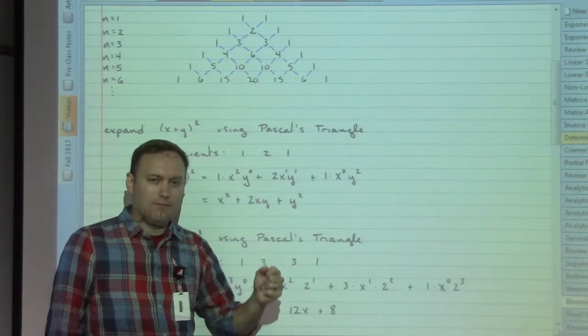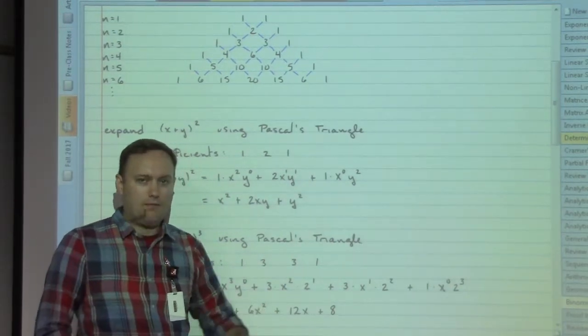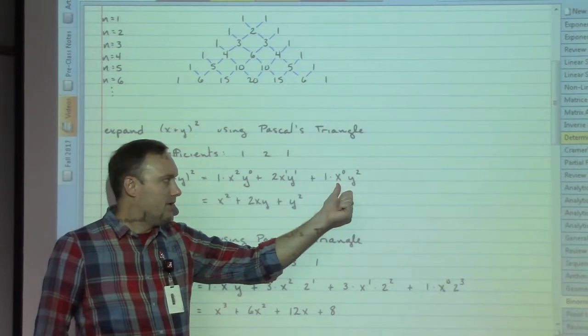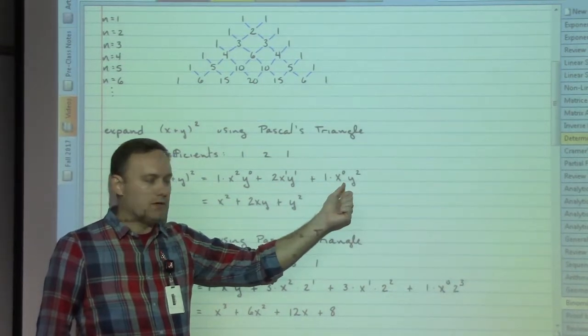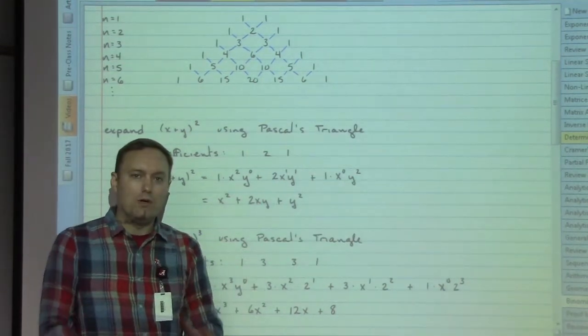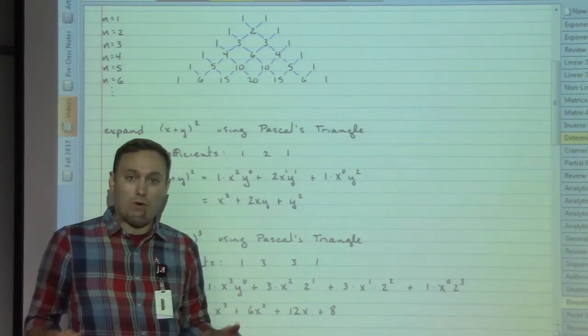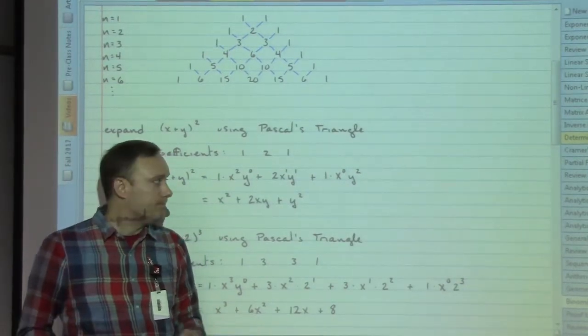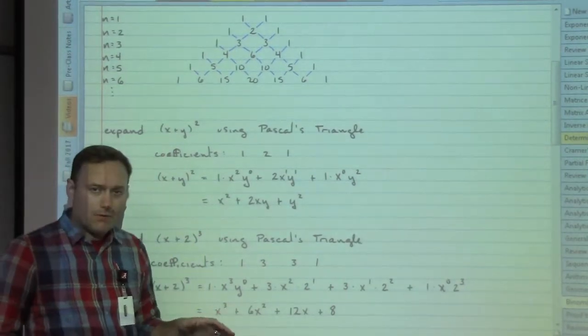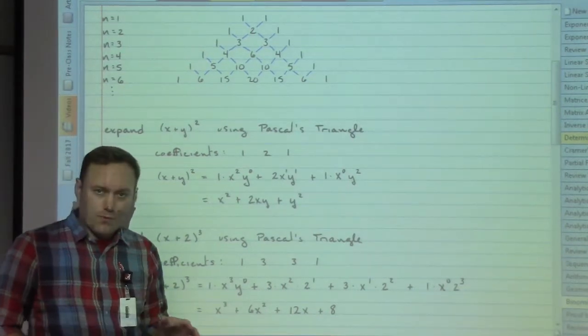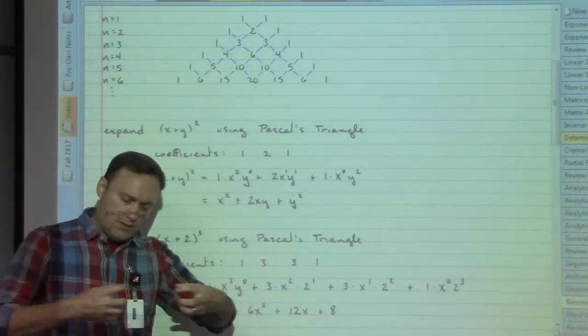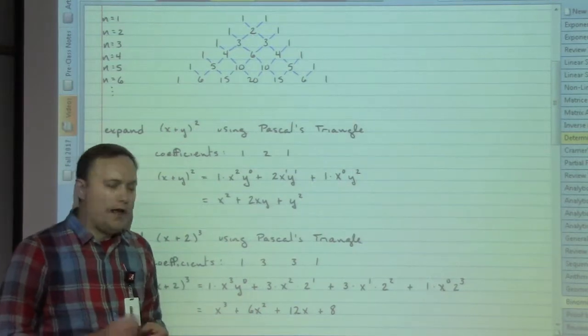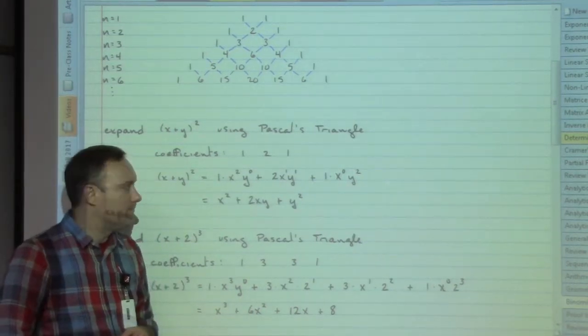Then for the next term, power on the x goes down, power on the y goes up. Click, click. So that the x would now have a power of 0, the y would now have a power of 2. I have now maxed out my power by reaching the end there. And so I would be done with expanding that binomial and would want to simplify each term.